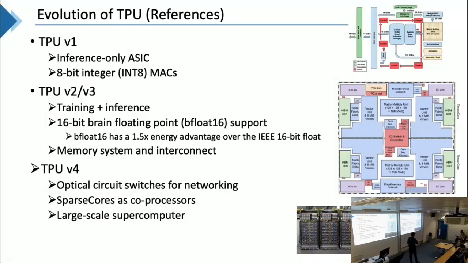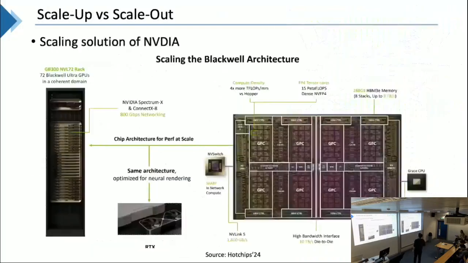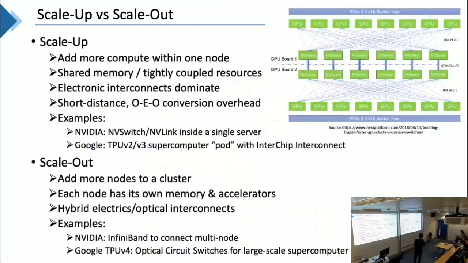And the next idea I want to introduce is scale up and scale out. Scale up means, let's say you have one chip, and you use an electric interconnect to connect multiple GPUs together in one computational node. This is called scale up. It's more like a small scale: how to scale your number of GPUs in one compute node.